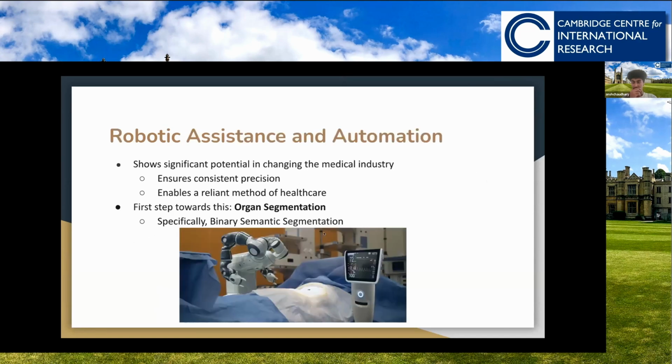But that's where robotic assistance and automation comes in. It has shown significant potential in changing the medical industry as it can ensure consistent precision when making a cut, and it also enables a reliant method of healthcare. And the first step, which I deal with, is organ segmentation, specifically binary semantic segmentation, where you differentiate between two classes, the organ and the background.